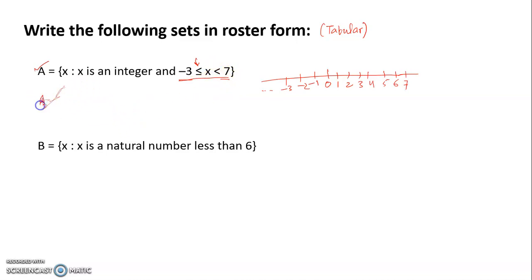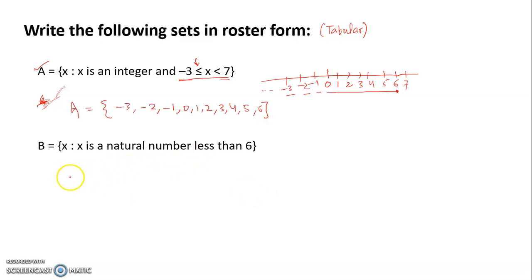So you can simply write A as -3. You can see in the number line -3, -2, -1, 0, 1, 2, 3, 4, 5, 6. 7 is not included. So -3, -2, -1, 0, 1, 2, 3, 4, 5, and 6. So this is the roster form or tabular form of this particular set.